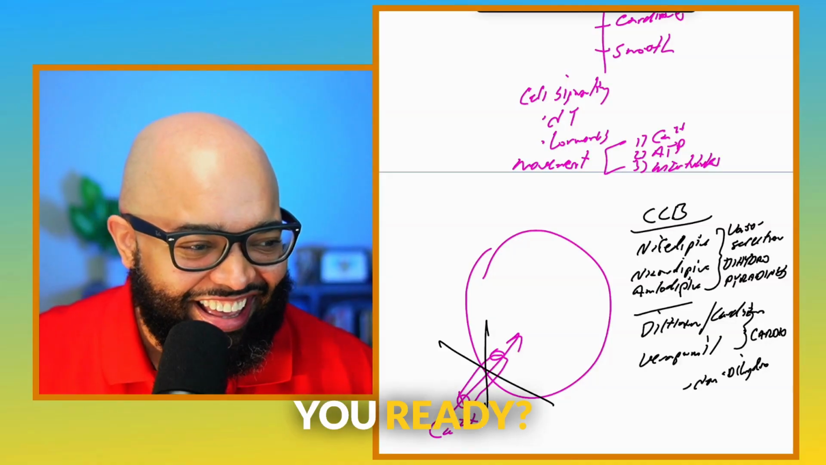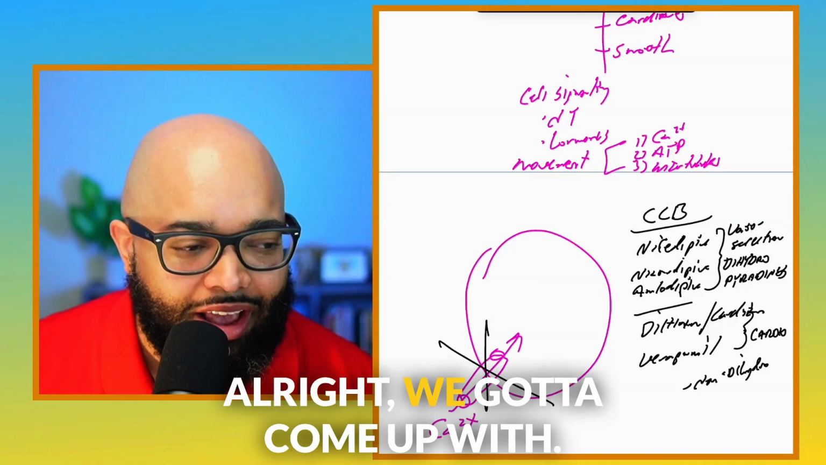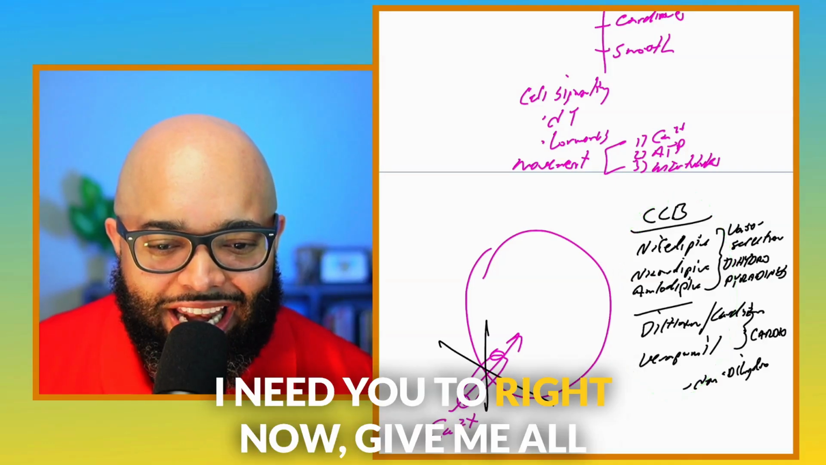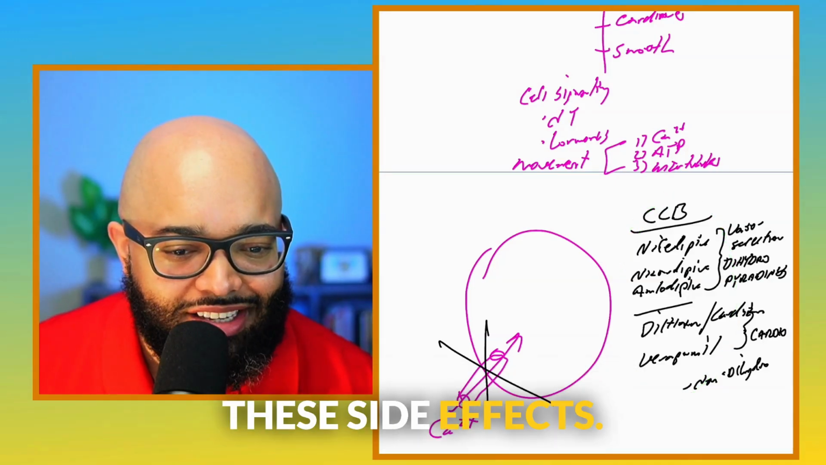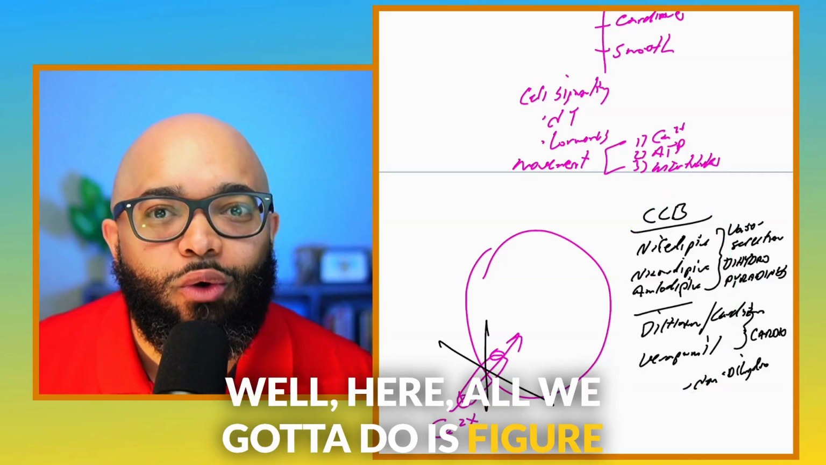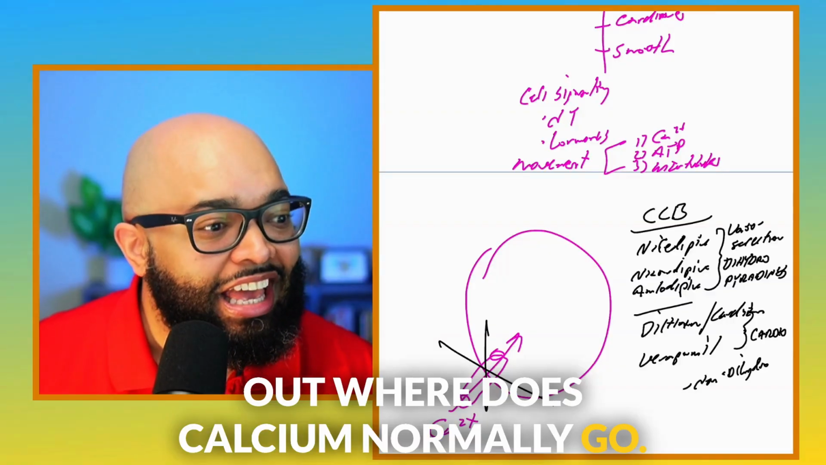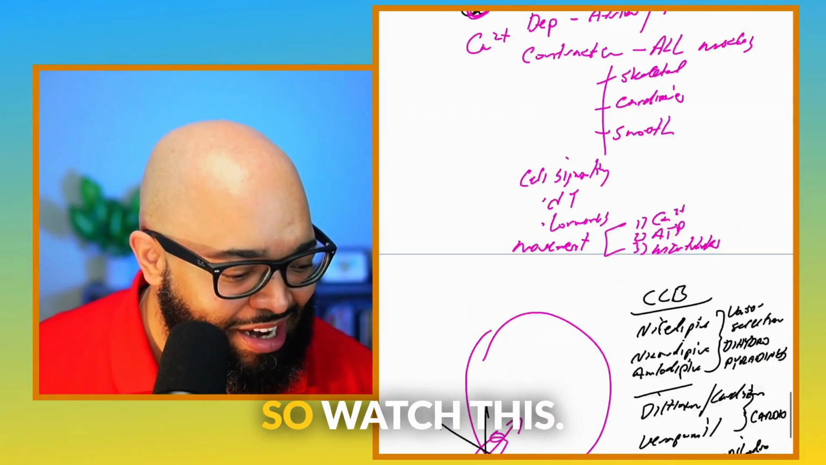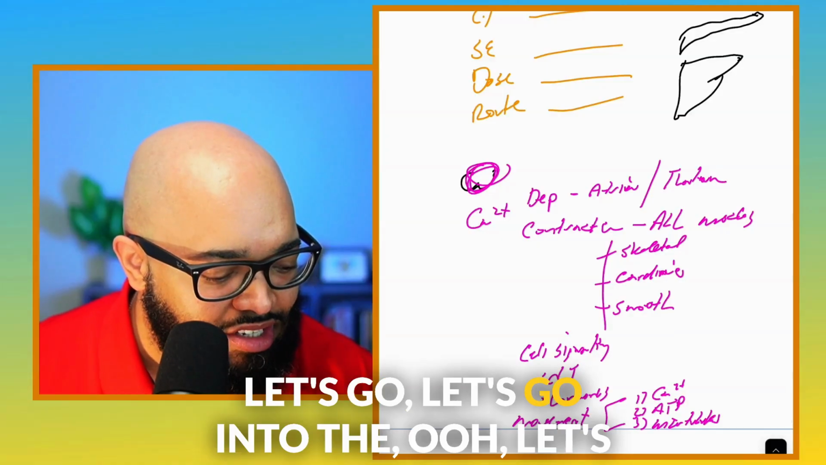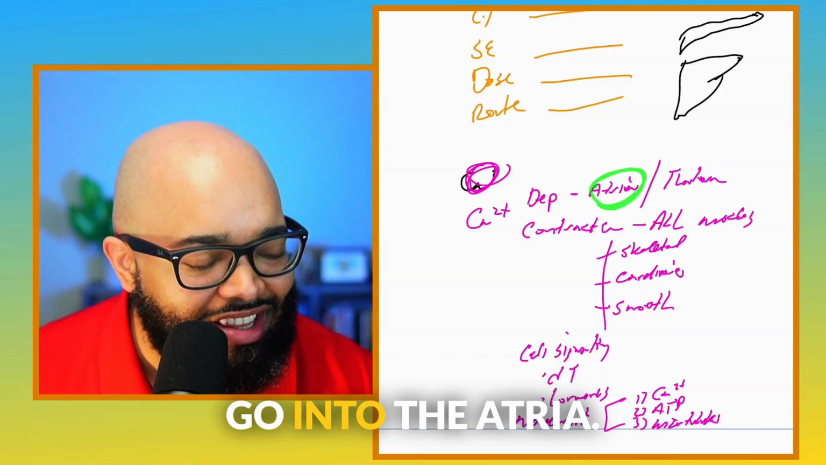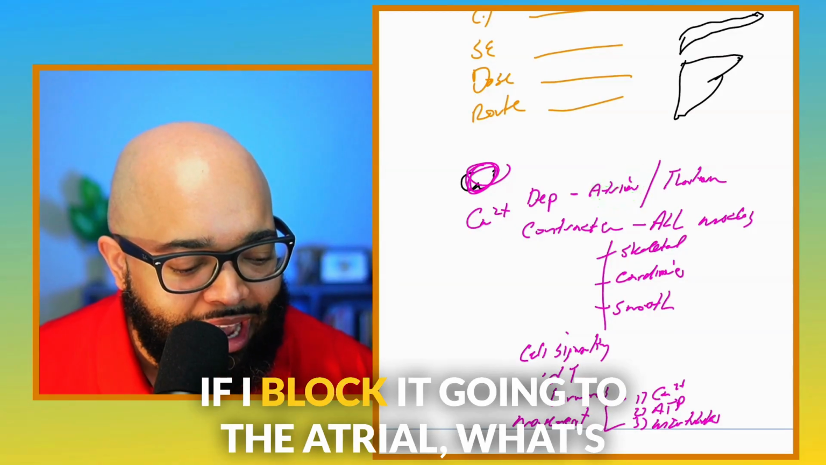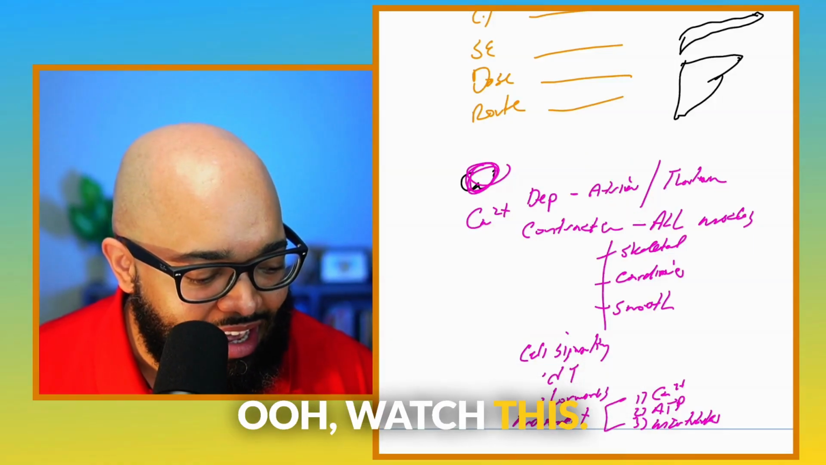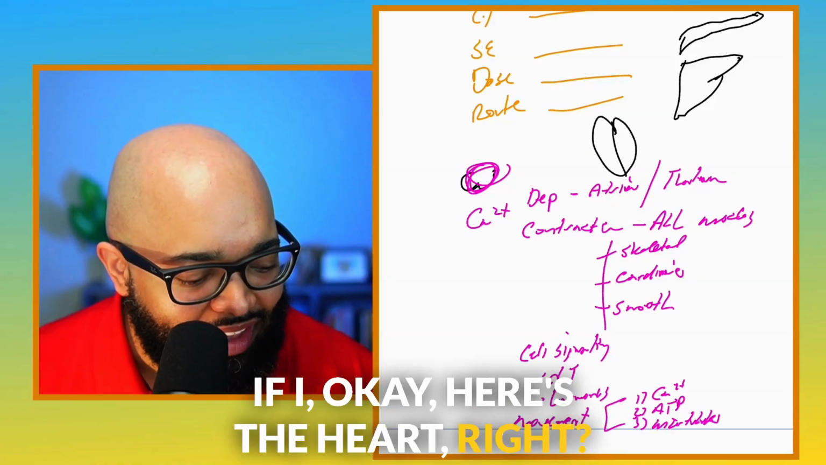Let's go. You ready? All right, we've got all these calcium channel blockers. I need you to right now give me all these side effects. Well, all we have to do is figure out where calcium normally goes. If I block where it normally goes, it's not going to have that effect. So watch this. Let's go into the atria. If I block it going to the atria, what's it going to do? Watch this. Okay, here's the heart, right?